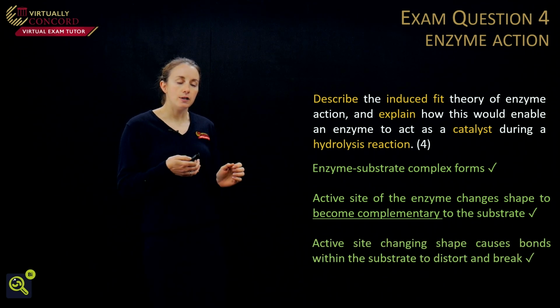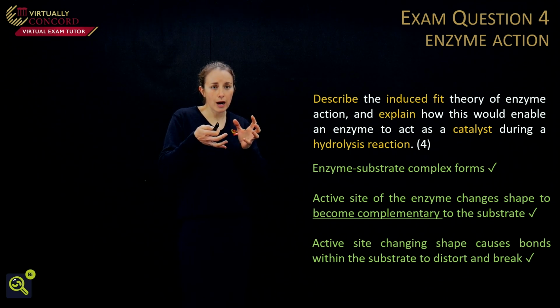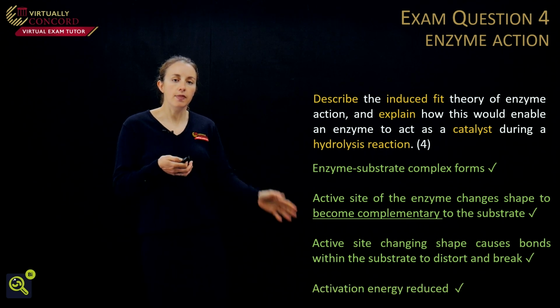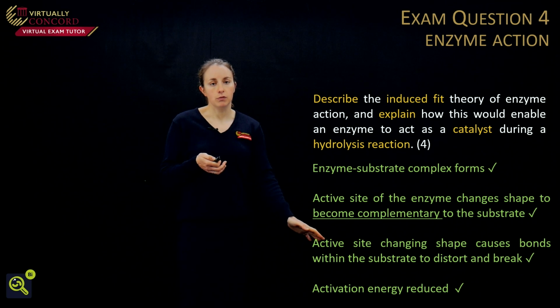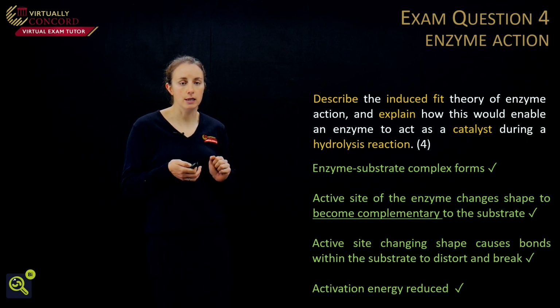And then the active site changing shape causes the bonds within the substrate to just be stressed and to distort, and therefore to be more likely to break. And that reduces your activation energy. Now, I've talked about bonds breaking rather than forming because in the question it was asking about a hydrolysis reaction rather than condensation.